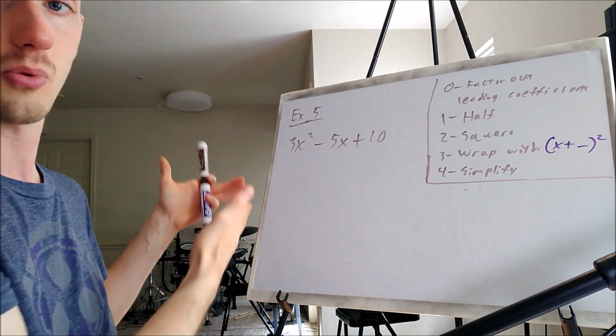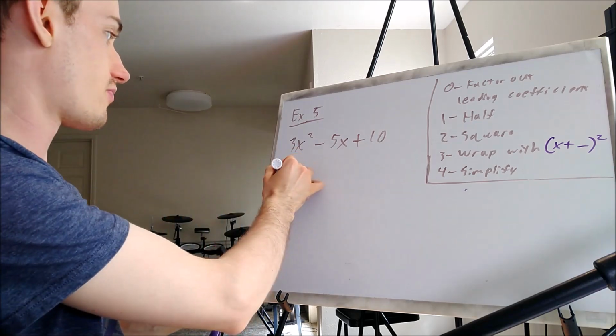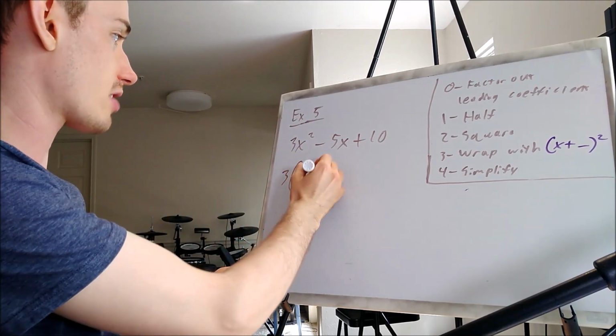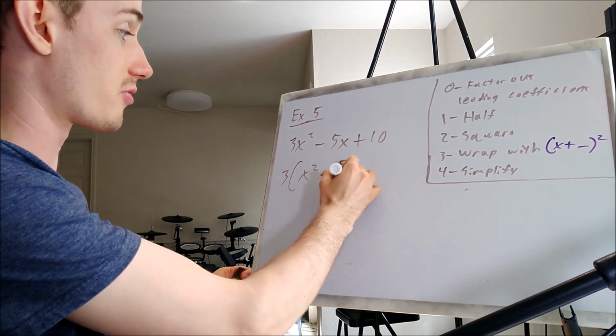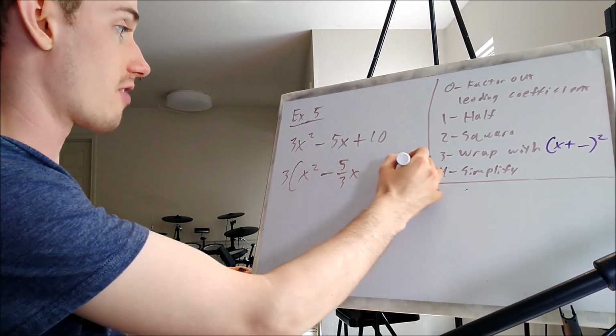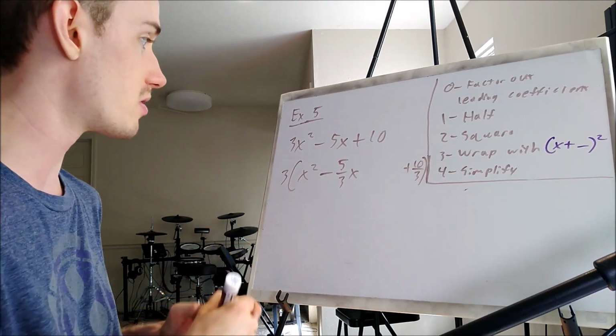So once again, in this example, we have a coefficient on the leading term. So we got to factor that out. So factoring 3 out of the whole thing, you get x squared minus, now 5 divided by 3 is simply 5 thirds x. And then you have plus 10 thirds. Again, I'm going to move that over to the side to make room for the rest.